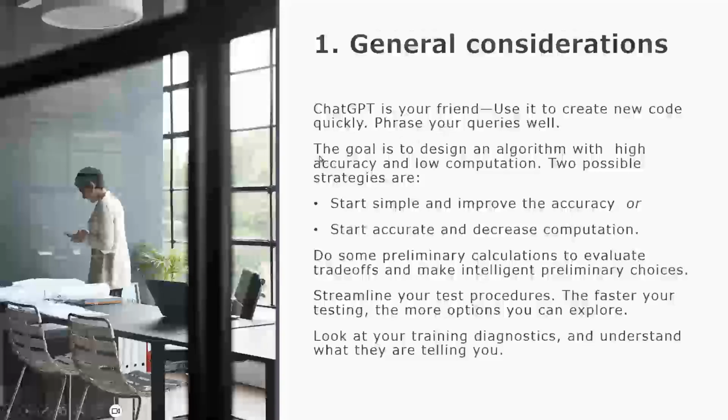Okay, now, the goal of this challenge is to design an algorithm with high accuracy and low computation. So there are two objectives, high accuracy and low computation. So two possible strategies are start with a simple algorithm and improve the accuracy, or start with an accurate algorithm and decrease the computation.